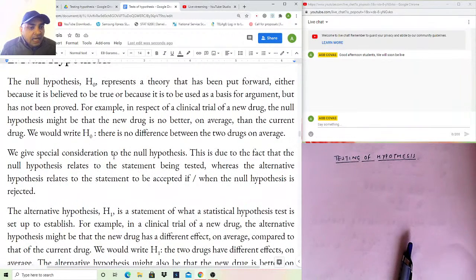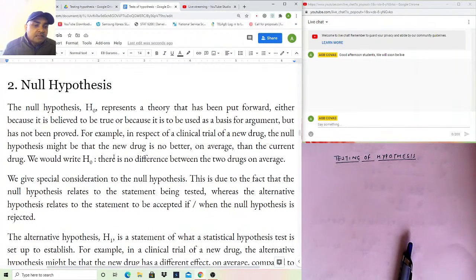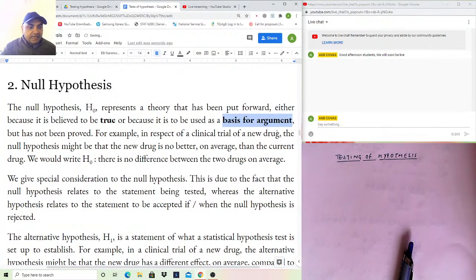So the null hypothesis, which is represented by the symbol H naught, represents a theory that has been put forward either because it is believed to be true or because it is used as a basis for argument. There are two beliefs: either we believe that our null hypothesis is true, or it is simply being used as a basis of argument so that an experiment could be set. But still, your null hypothesis has not been proved.